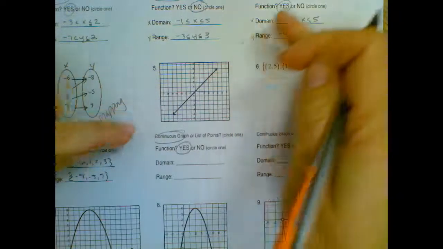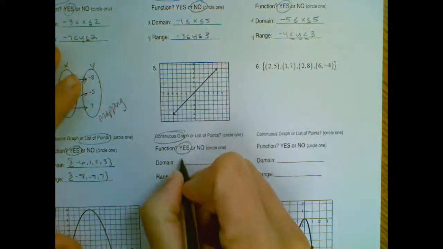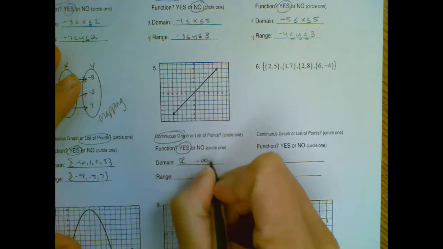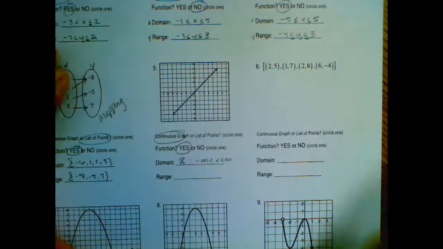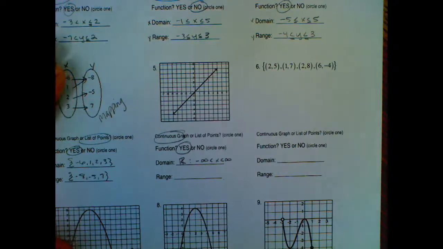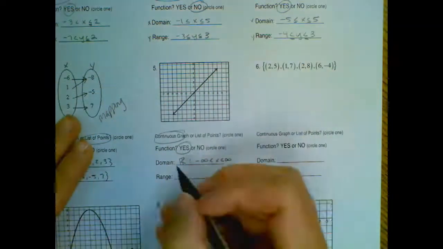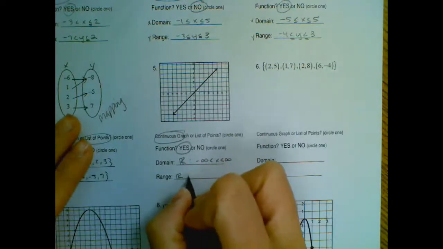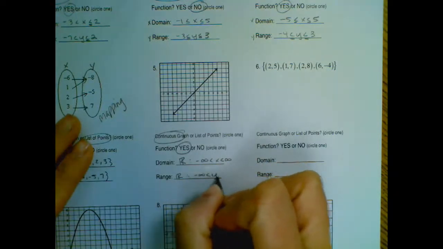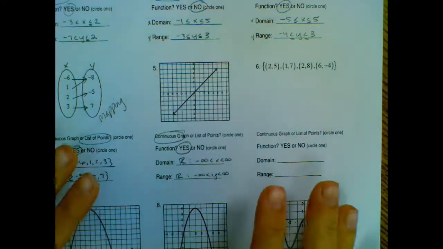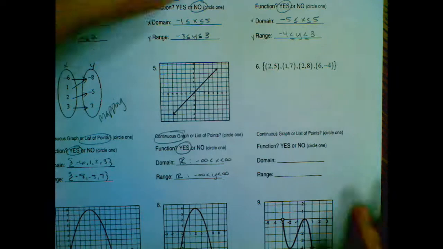So since these will keep going on forever, we say that this is all real numbers, and we can write it from -infinity to infinity. For our range, it will also extend in both directions forever. So we call this all real numbers from -infinity, and we make sure we put y in the middle, to +infinity. No equal to's when it comes to infinity.